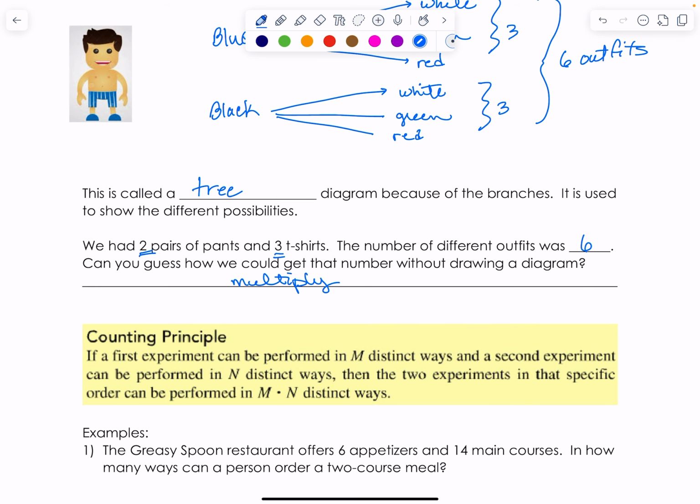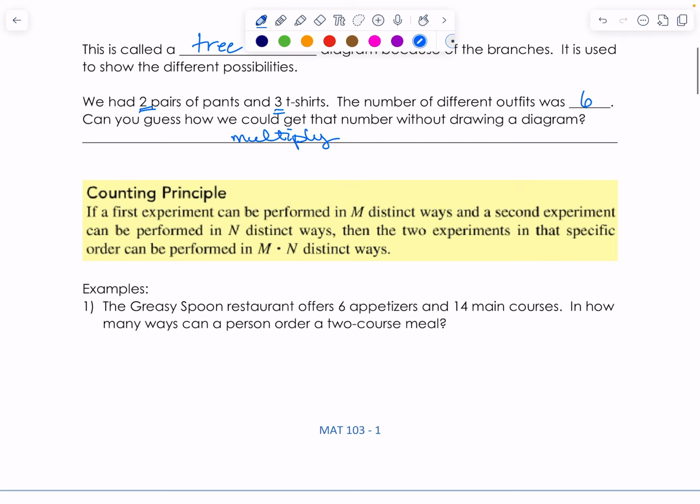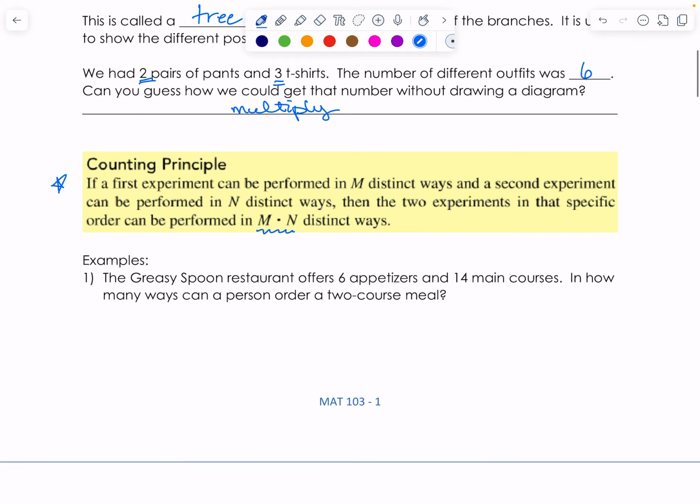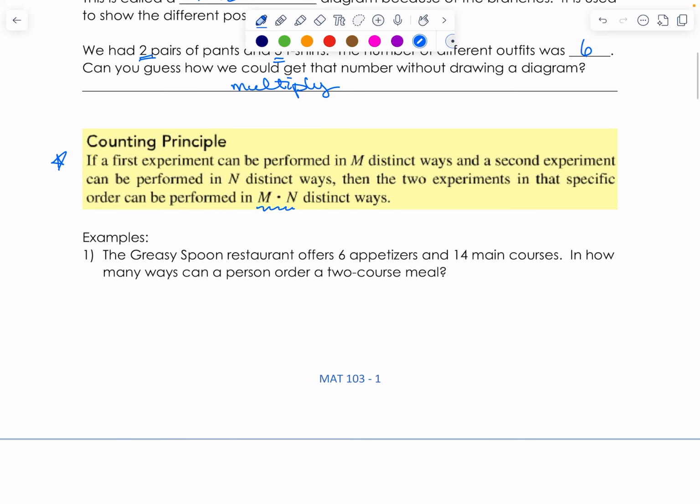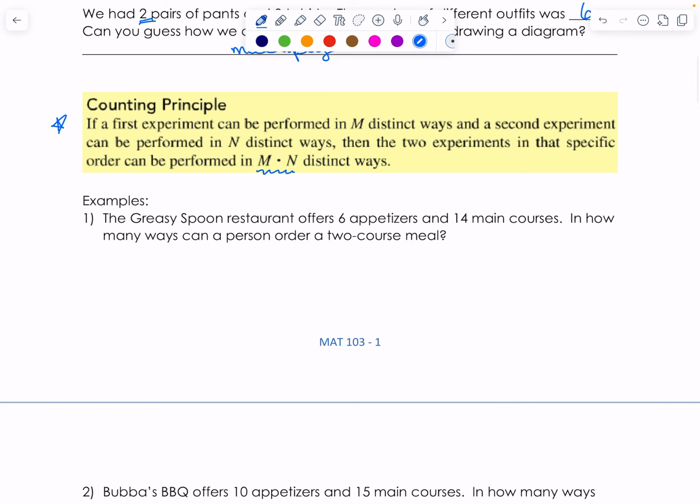So if you can do one thing 2 times and the next thing 3 times, the way you could do them together is 2 times 3. So that's what this counting principle is saying, that you're going to multiply those 2 numbers together. So we don't have to always make a tree diagram. You can just multiply now that you know what to do.